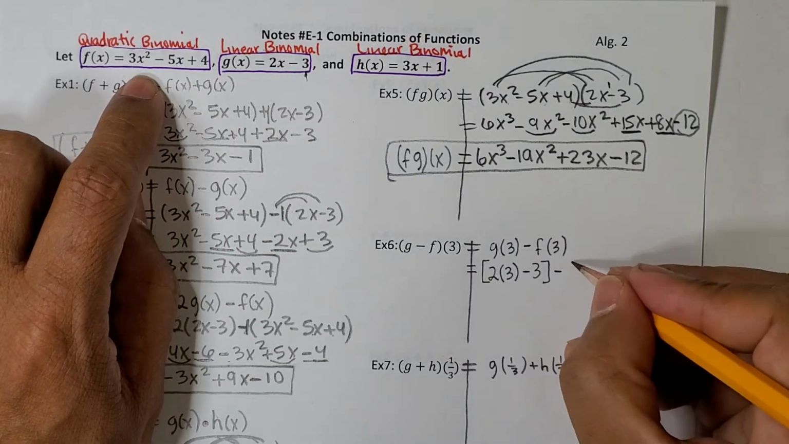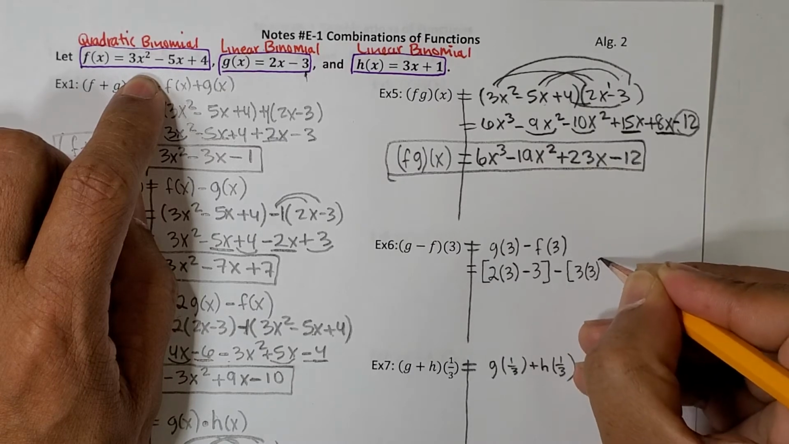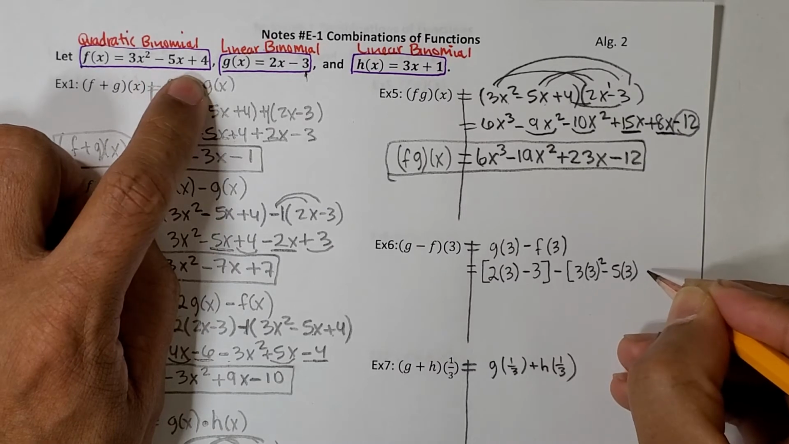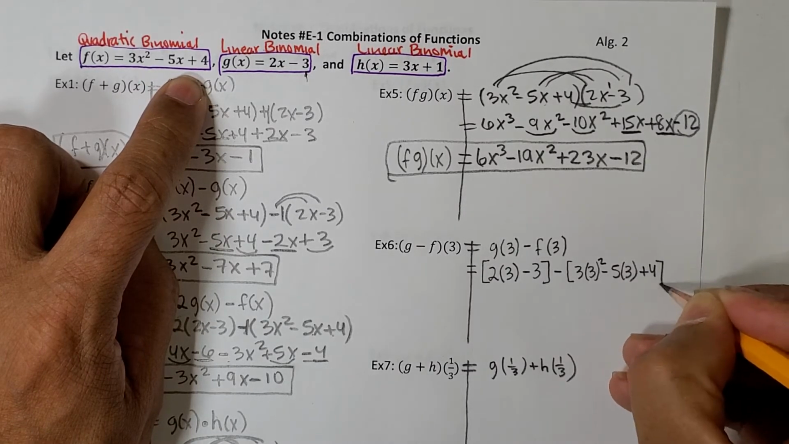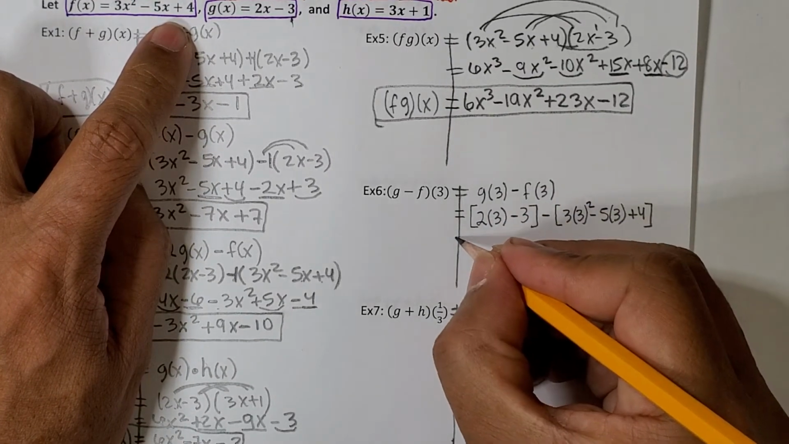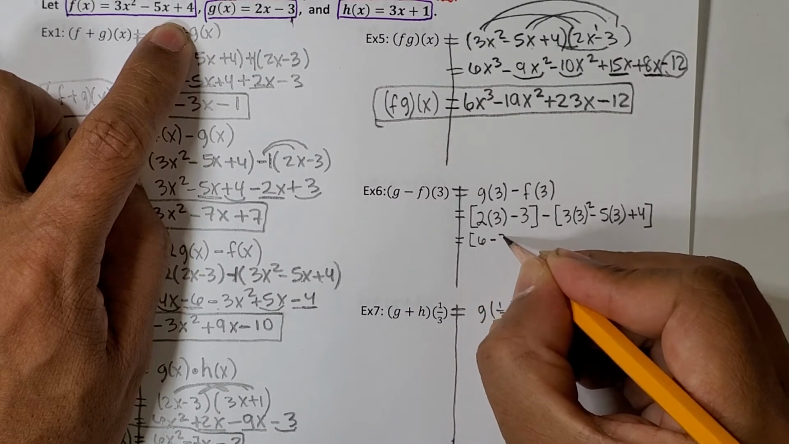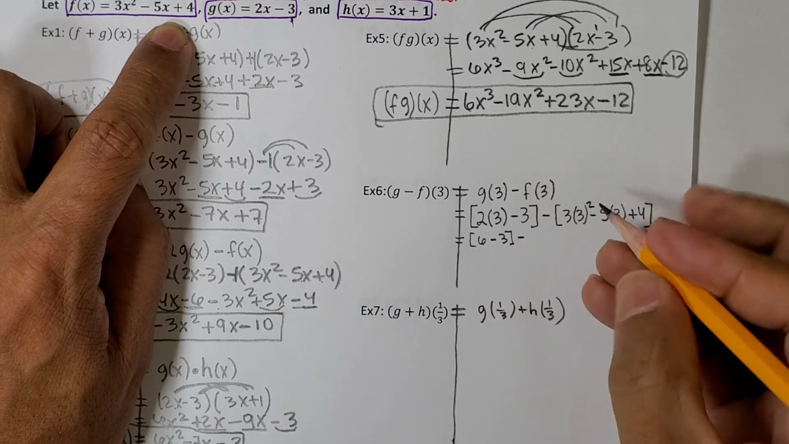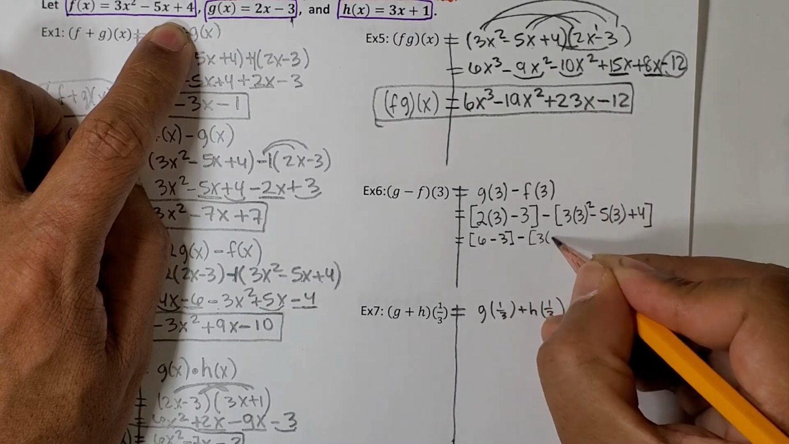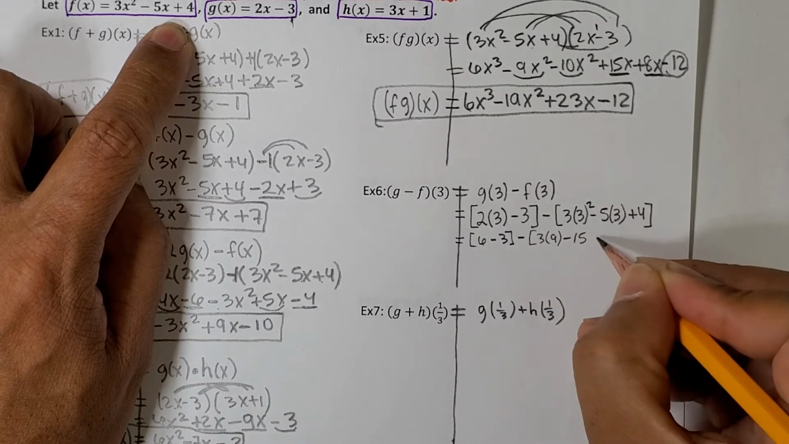The f function is, again, bracket 3 times 3 squared minus 5 times 3 plus 4. And I'm going to show all the work, okay? So this will be a long one to evaluate. So then 2 times 3 is going to be 6 minus 3, and 3 squared is going to be 9, okay? Minus 5 times 3, that's 15, and plus 4.